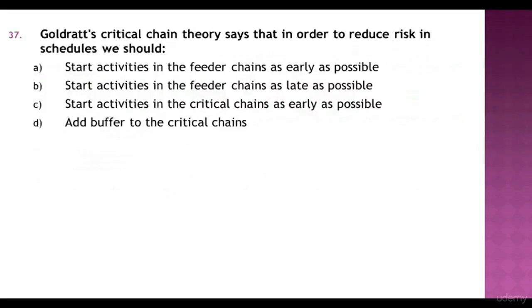Question 37. Goldratt's critical chain theory says that in order to reduce risk in schedules, we should start activities in the feeder chains as early as possible, start activities in the feeder chains as late as possible, start activities in the critical chains as early as possible, add buffer to the critical chains. Answer D is a correct choice. Add buffer to the critical chains.